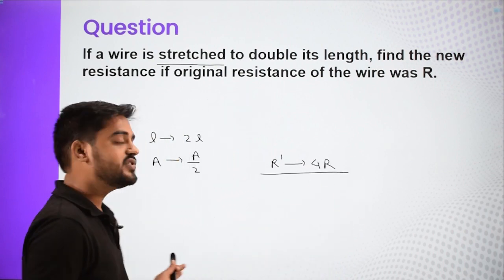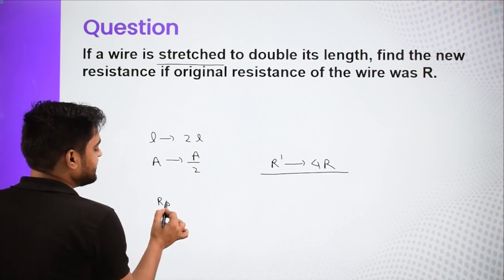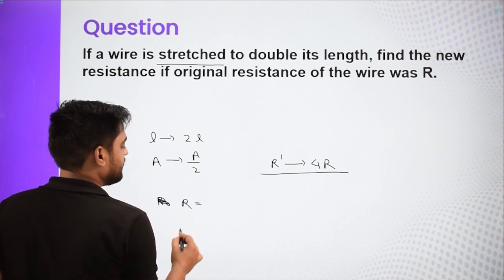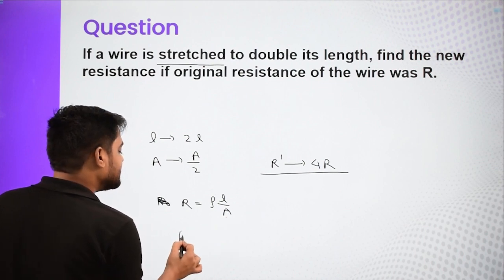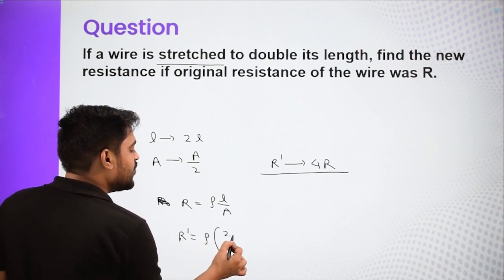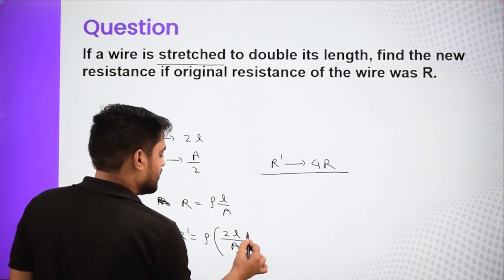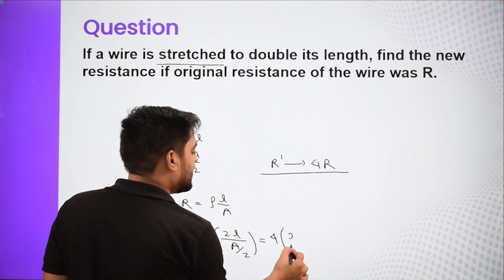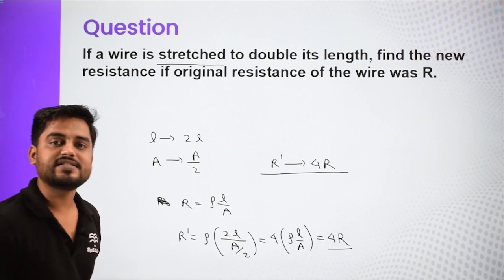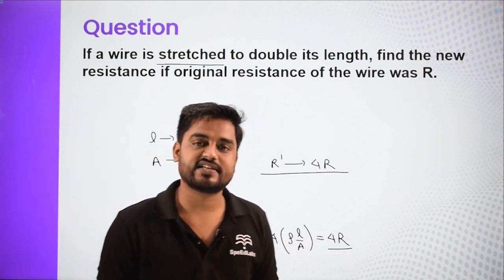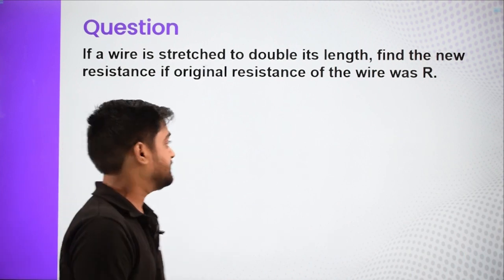So this is one way to understand. The other way is to write proper things. You write the original resistance: R is rho, let rho be the resistivity, L by A. The final resistance is rho 2L, that is the new length, divided by the new area, that is A by 2. And that is 4 times rho L by A. And that gives me 4R. So resistance becomes 4 times the original resistance. So this is one way or the other way. You can do either method.